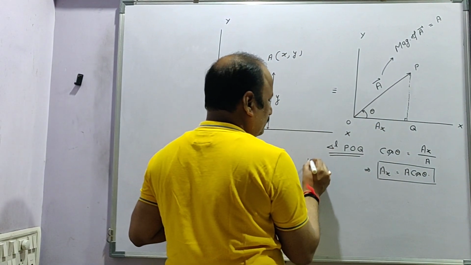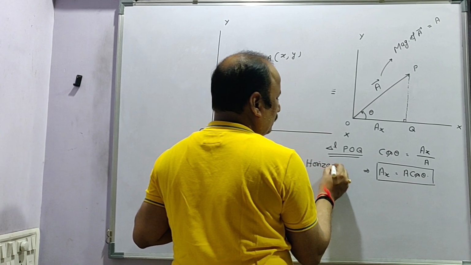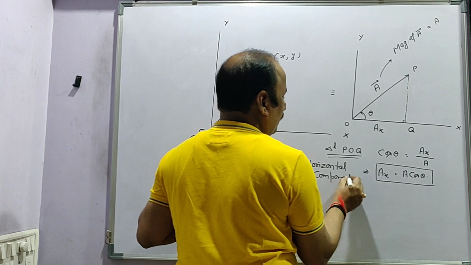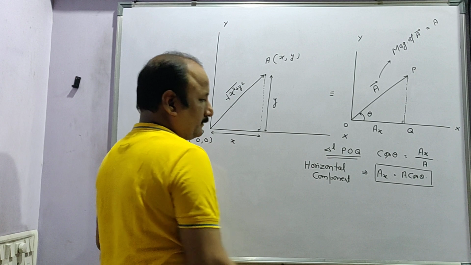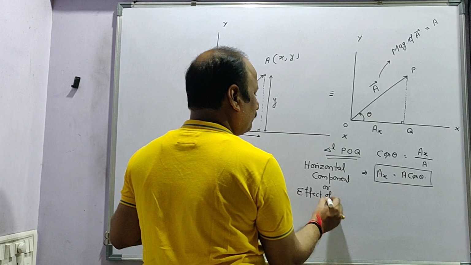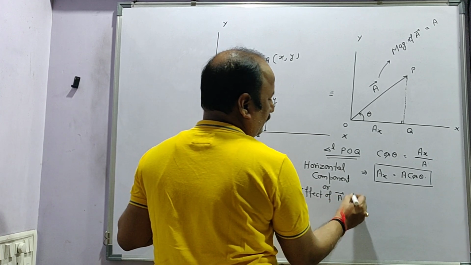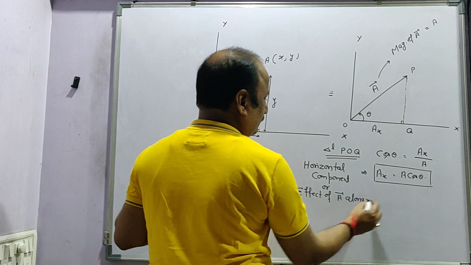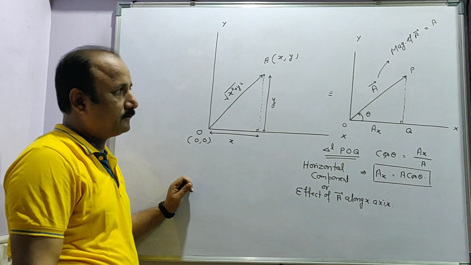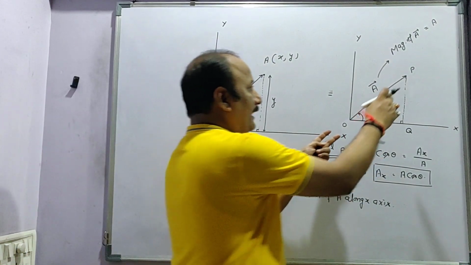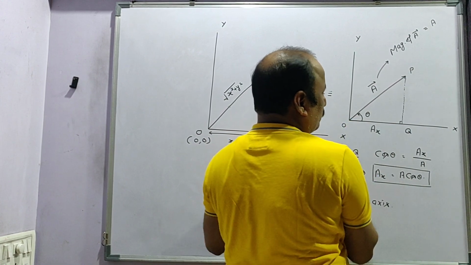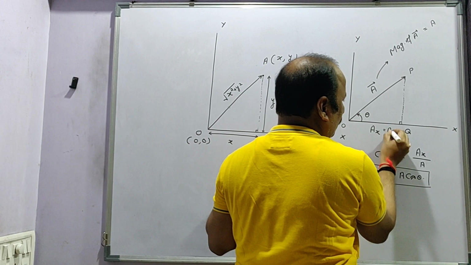This is called the horizontal component. Or we can say the effect of vector A along the x-axis. That is Ax, which is A cos theta. It means if the magnitude of this vector is A, then what will be the effect of this along the x-axis? So we can write Ax is A cos theta.